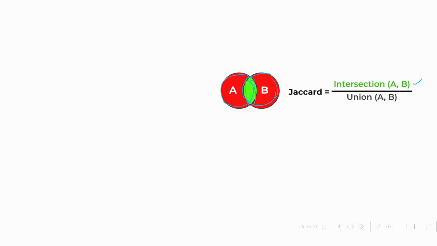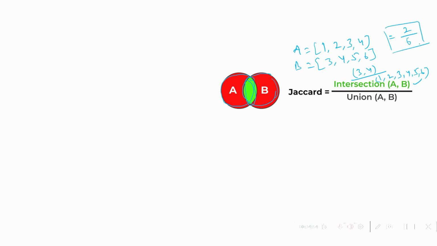For example, set A equals {1, 2, 3, 4} and B equals {3, 4, 5, 6}. Now the intersection of A comma B is nothing but the elements 3 and 4, divided by the total number of elements, which is 1 2 3 4 5 6. So that means two elements are common out of 6 elements. That gives you the Jaccard coefficient.